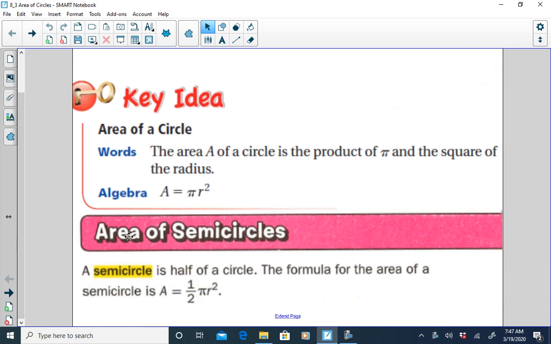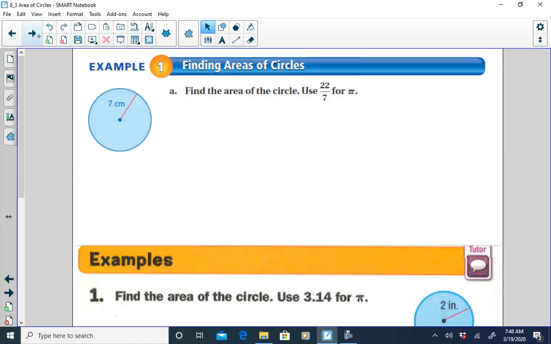We're also going to be finding the area of semicircles. A semicircle is half of a circle. The formula for the area of a semicircle is simply 1/2 of pi r squared. The area of an entire circle is pi r squared, so if we want to find the area of half of a circle, which we call a semicircle, we take 1/2 of the pi times the radius squared.